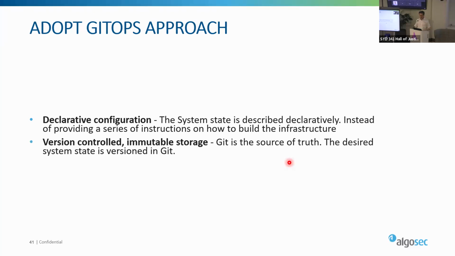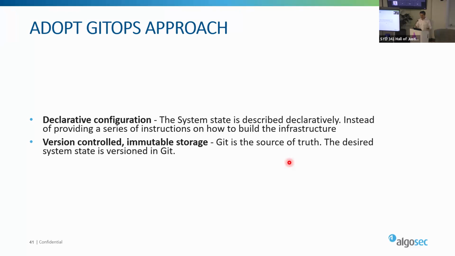And version control, immutable storage. Since Git is the source of truth, the desired system state is versioned in Git. As you approach your application development, you approach the configuration files in the same way. You have multiple Git branches, following Git best practices, that can be created to apply changes to different environments. A pull request based approval process can be used, along with gated check-ins, to ensure that only approved changes are deployed to the environment.